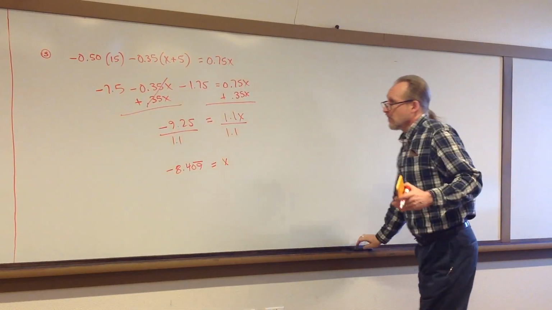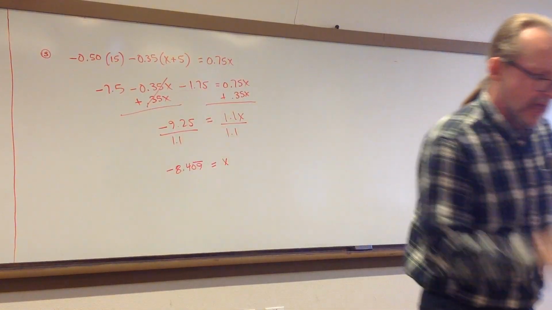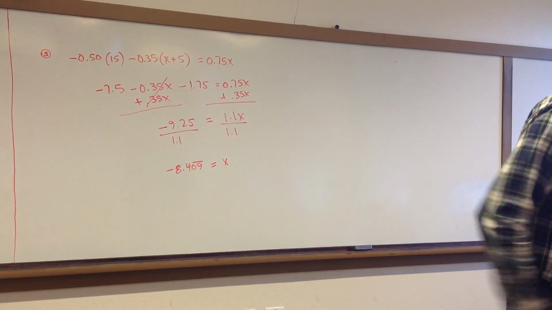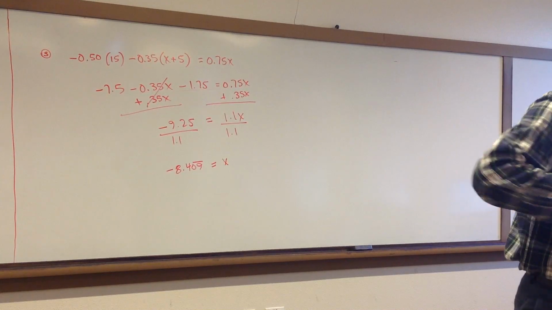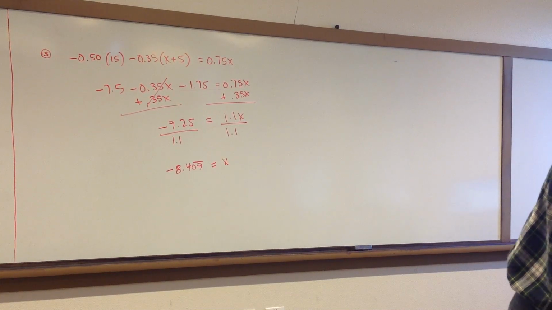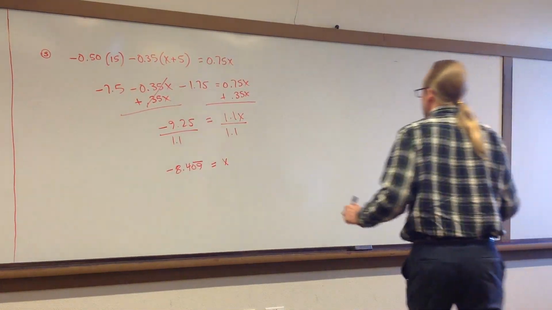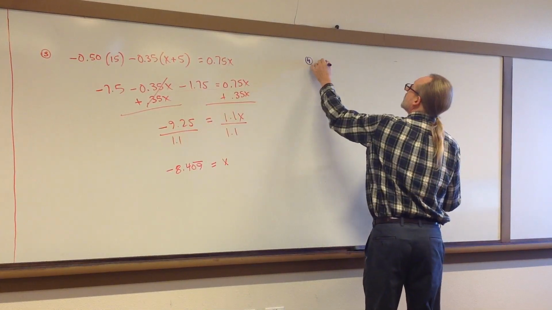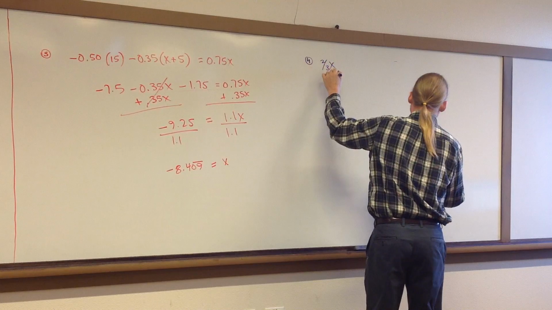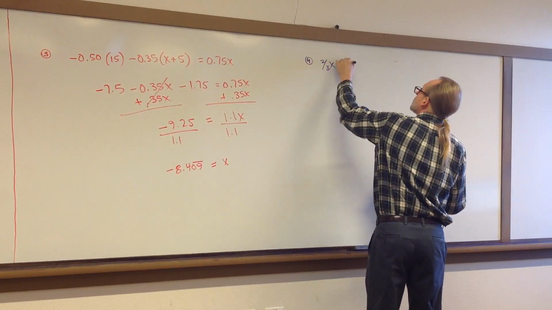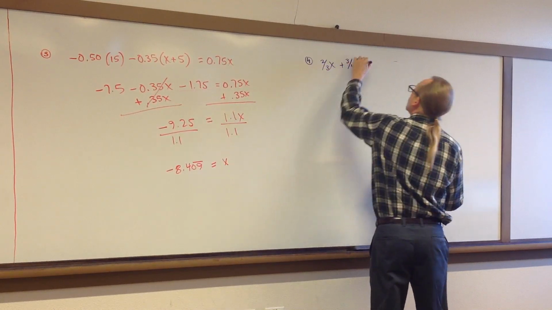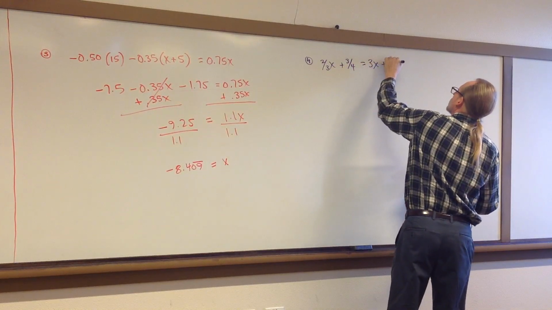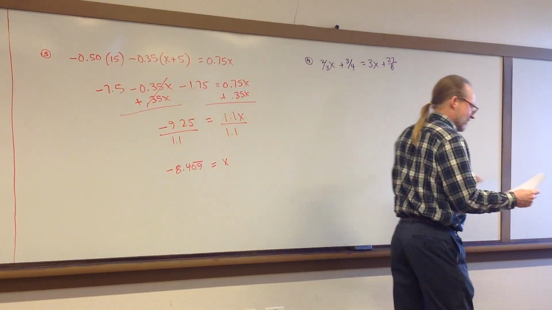Now we've got a couple more equations coming up here. Problem 4, we've got the equations with the fractions. So, problem 4 says 2/3 x plus 3/4 equals 3x plus 27 over 8.